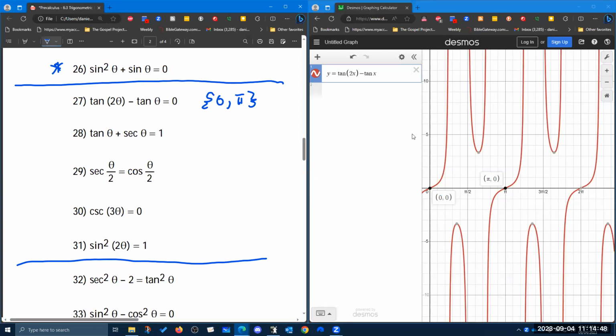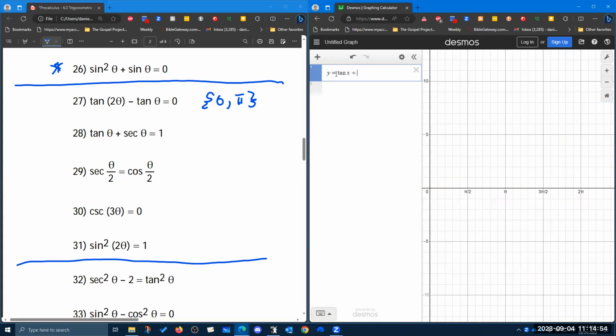Now let's try the next one here, where y is equal to tan plus secant. And I'm going to bring the 1 over like so by saying -1 to find where it's equal to 0. And I'm not going to include the answer of 2 pi. So my only answer is at 0.